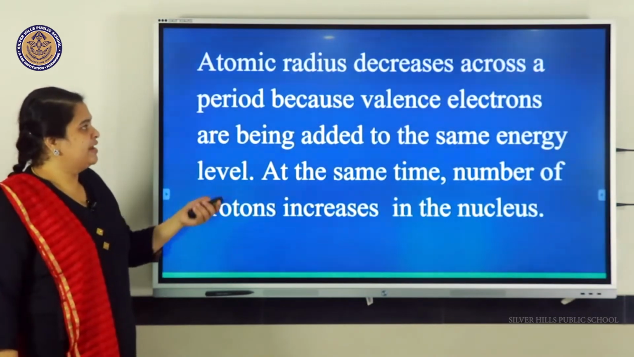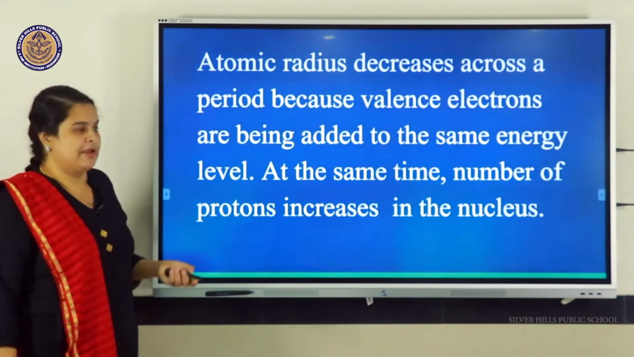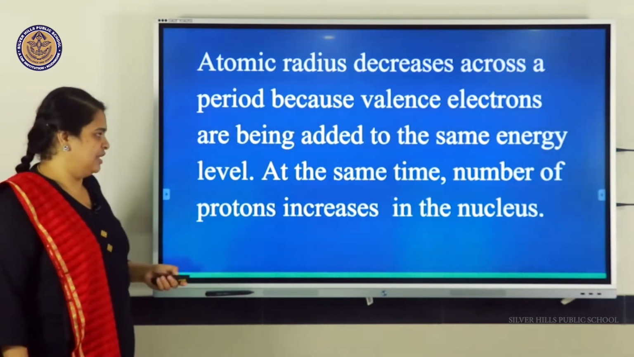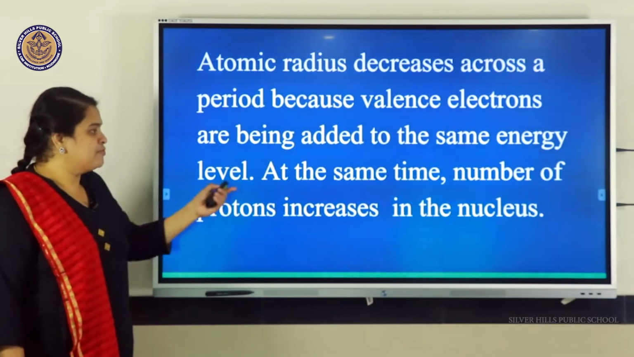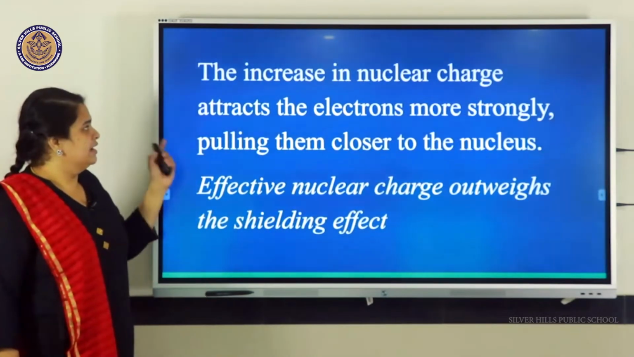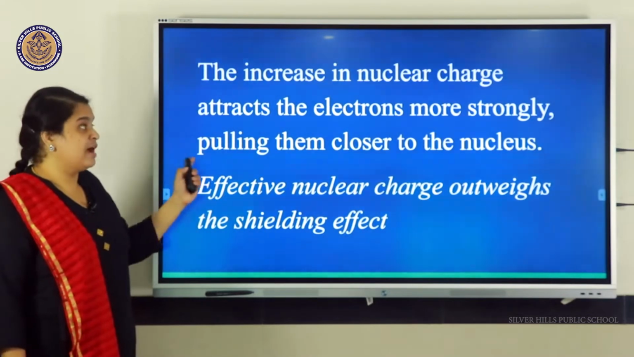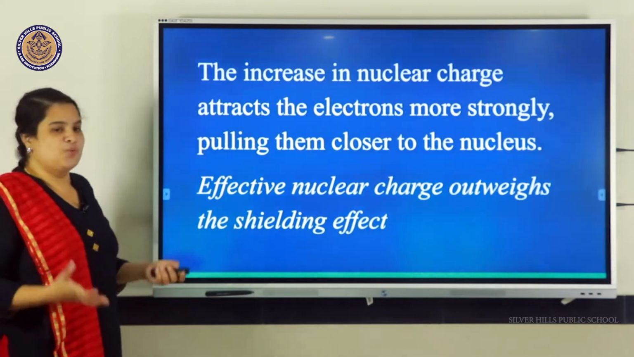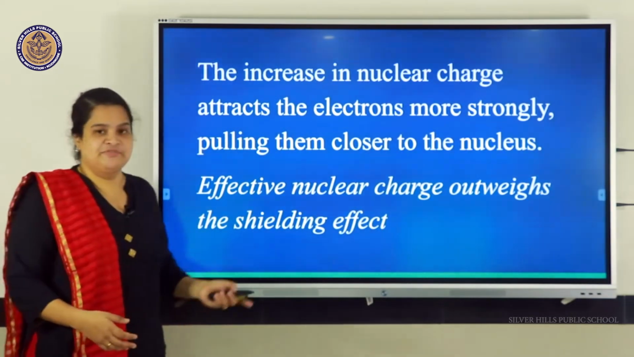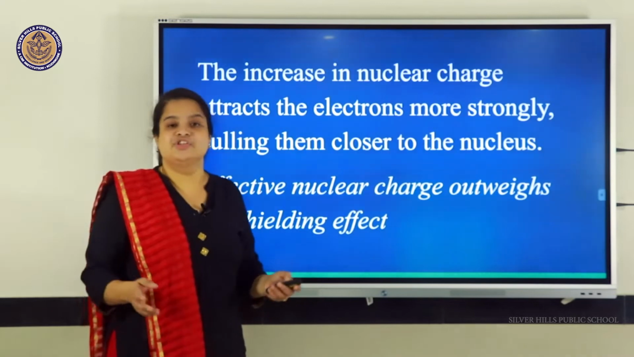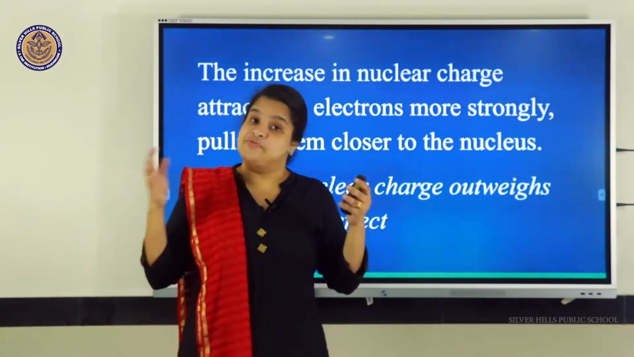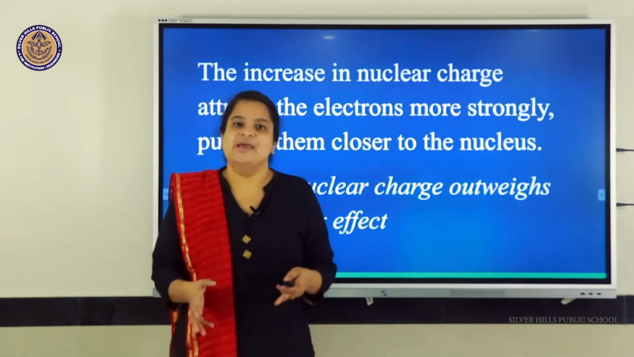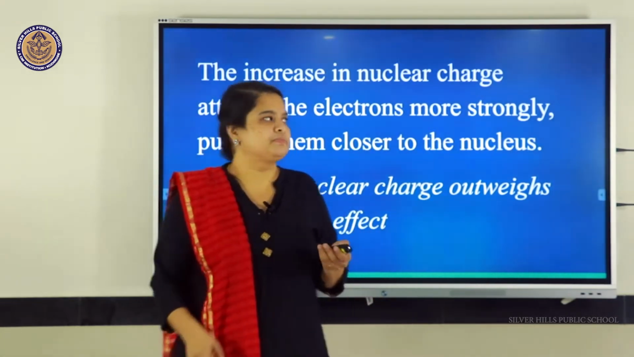The atomic radius decreases across the period because valence electrons are being added to the same energy level. At the same time, the number of protons increases in the nucleus. The increase in the nuclear charge attracts the electrons more strongly, pulling them closer to the nucleus. So, what is the main point here? The effective nuclear charge outweighs the shielding or the screening effect. So, if the effective nuclear charge outweighs the screening or shielding effect, surely the size will become smaller.